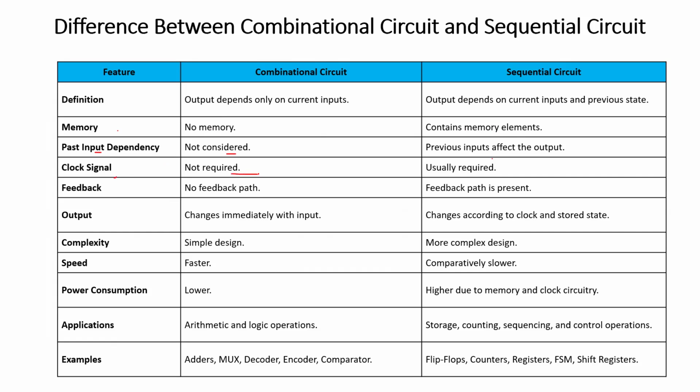Clock signal: here no clock signal is required; here it is usually required. Feedback: here there is no feedback; here a feedback path is present. Output changes immediately with input changes here, and here it changes according to the clock signal and stored data. Complexity: the combinational design is simple, while this is a more complex design. Speed: this one is faster, and that one is comparatively slower. Power consumption is lower here, and higher there.